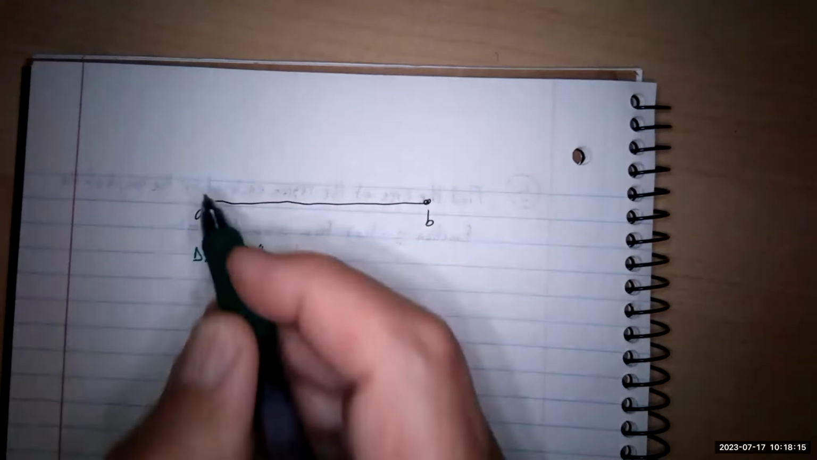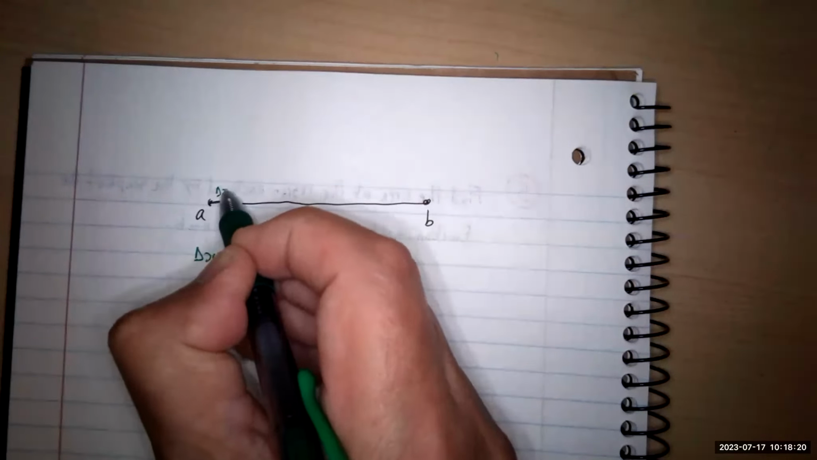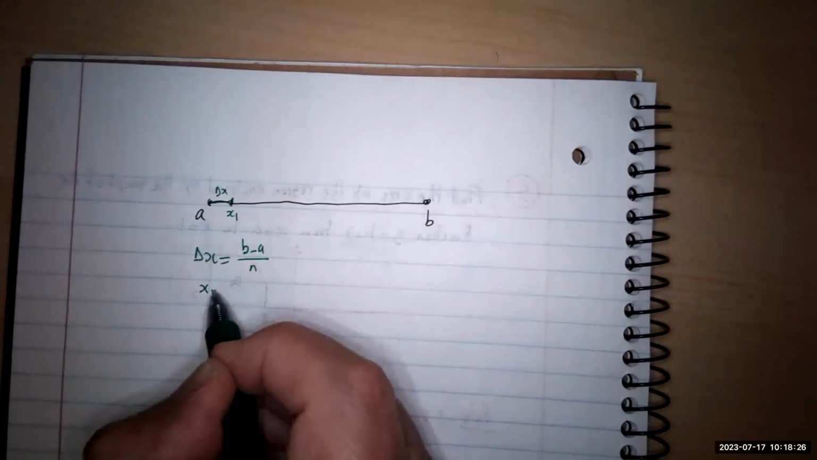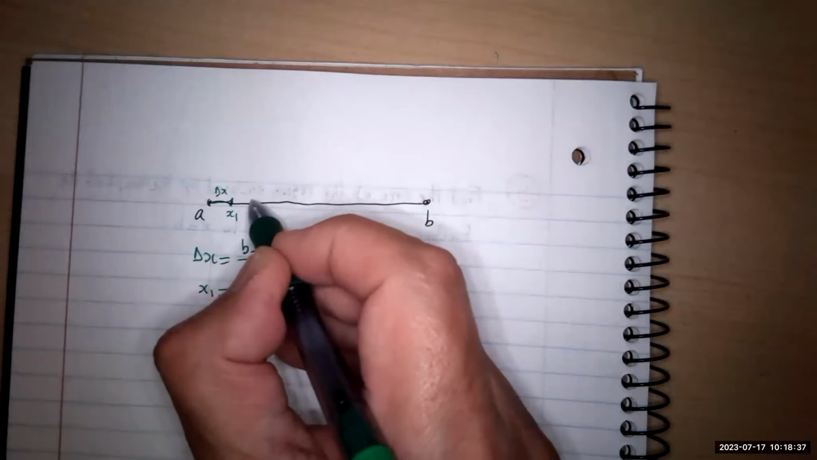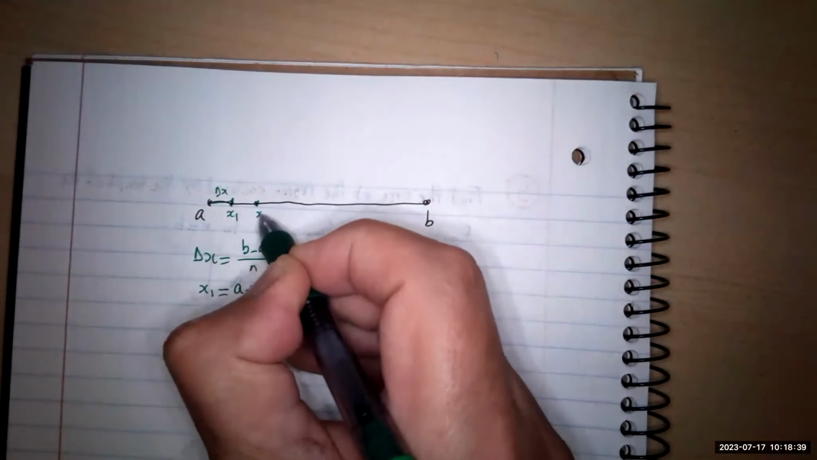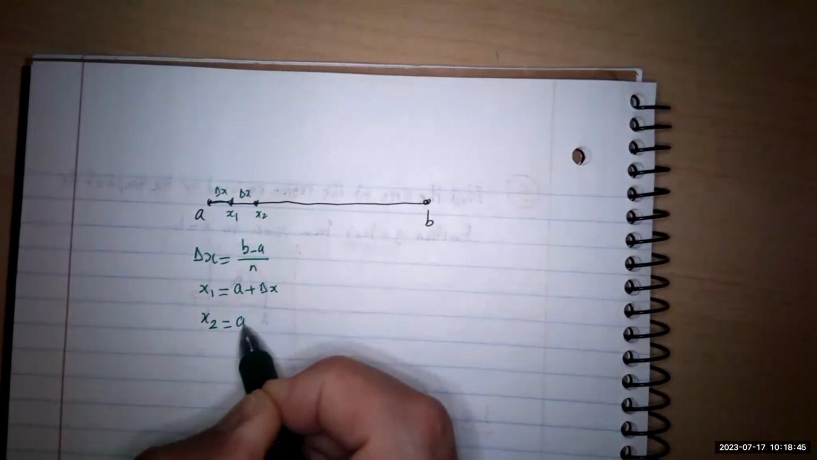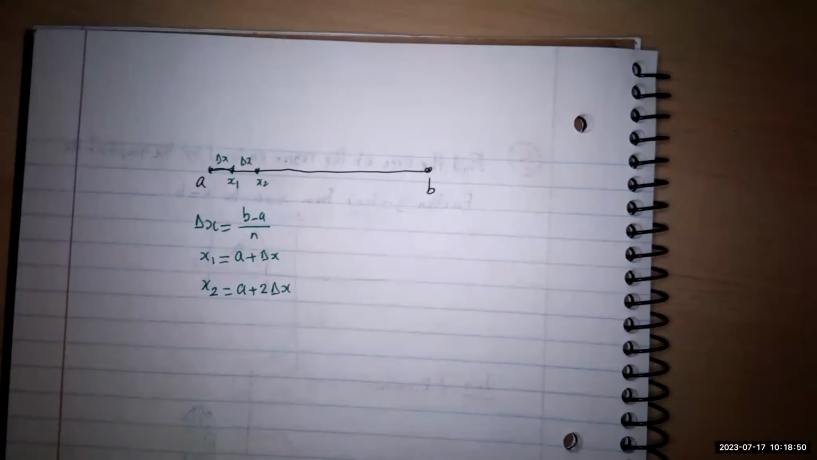So you pick your first point, which is a. Then you travel how much? Delta x, to get to your first point here, which is x1. So your x1, going from left to right, is a plus 1 delta x. In order to get to the next point, you just move another delta x, and that gives you x2. So your x2 would be a plus 2 delta x. This is going to be your x2, and then you just keep going.